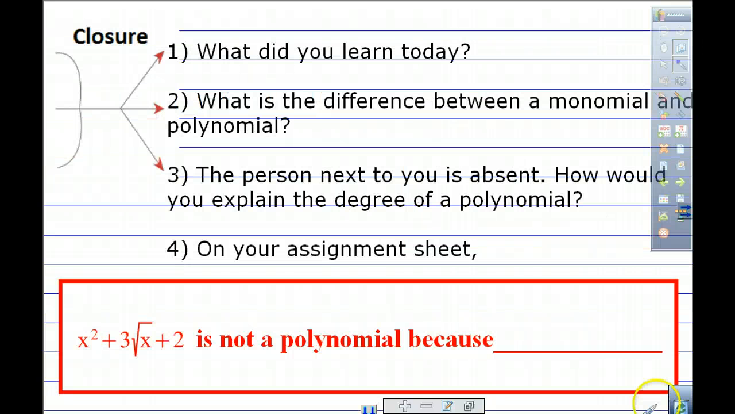Okay. One more time, why is this not a polynomial right here? Because this is really what? X to the 1/2, which is not a positive integer.